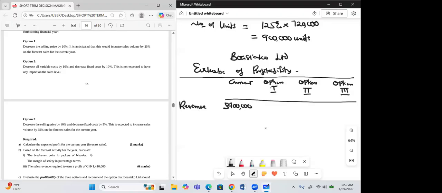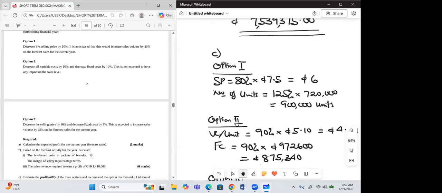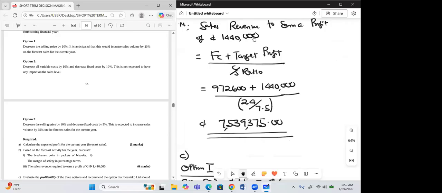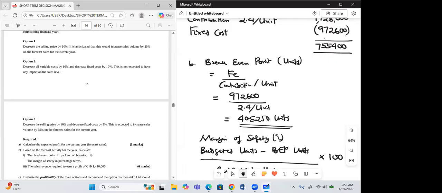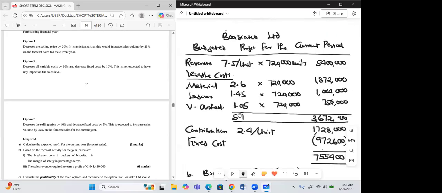5.4 million. Then the variable cost was how much? Take the per unit and multiply by the number of units. The variable cost is 5 point something. So 5.1 by 720,000. Variable cost is 5.1. So multiply, it is 3,672,000. Do you have it here? Yeah, so you mentioned this.